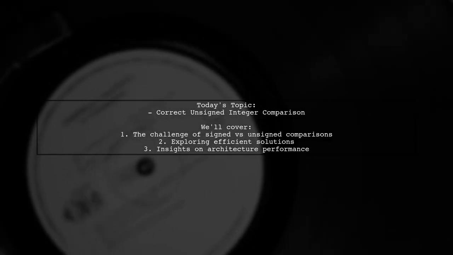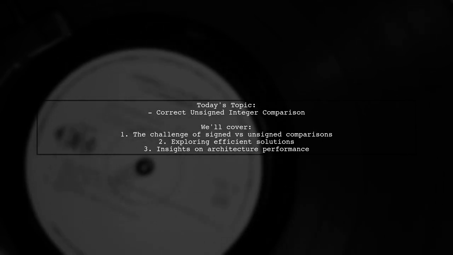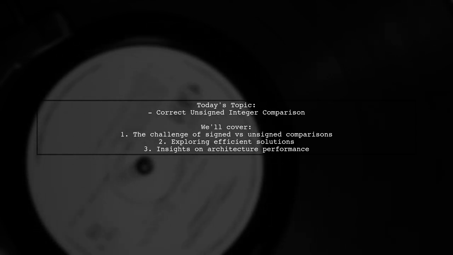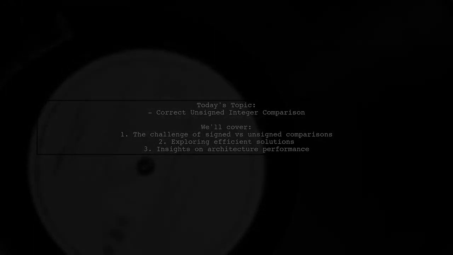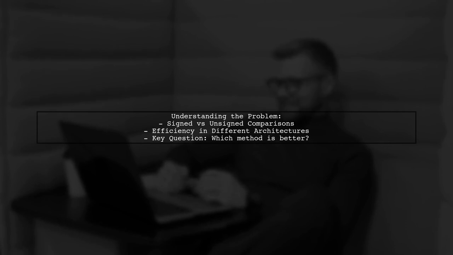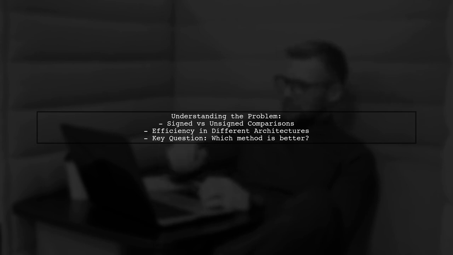Today, we're diving into a fascinating question from the world of C and C++ programming. Our viewer asks, correct unsigned integer comparison. Let's break down the problem. Our viewer is grappling with the nuances of comparing signed and unsigned integers. Specifically, they want to know which method is more efficient across different architectures, like Intel and ARM.